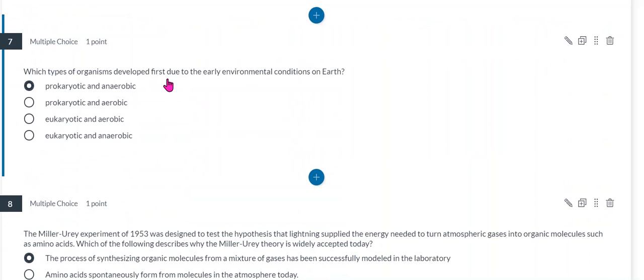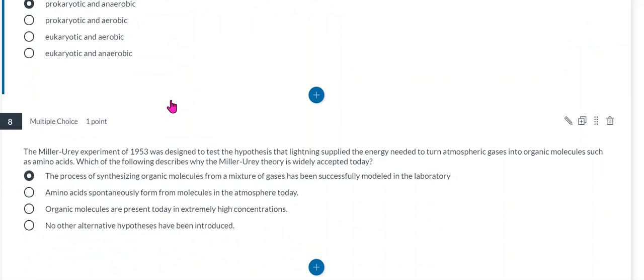Which type of organisms developed first due to early environmental conditions on Earth? The first formed organisms are prokaryotic and anaerobic, and then they became aerobic organisms. And eventually the evolution happens.